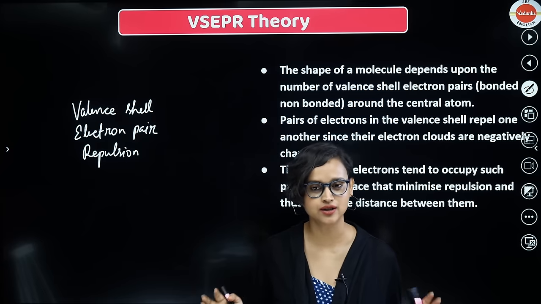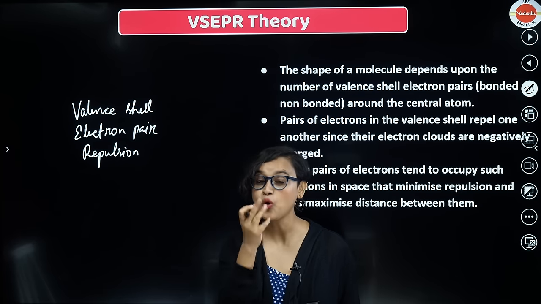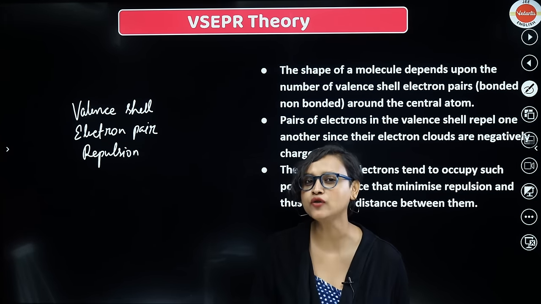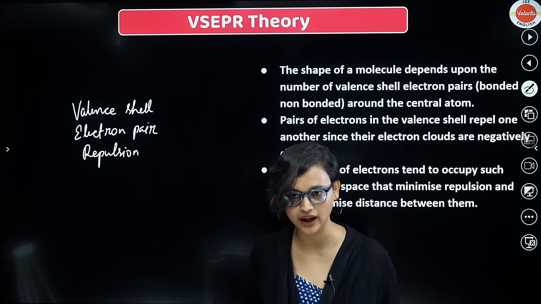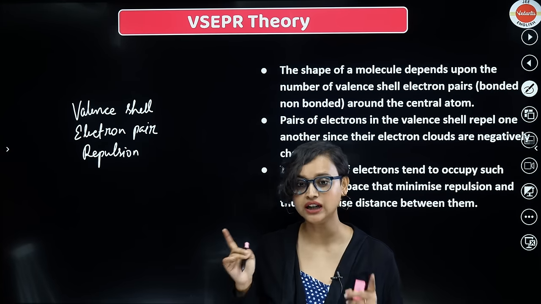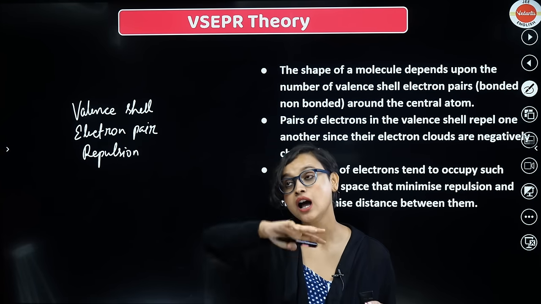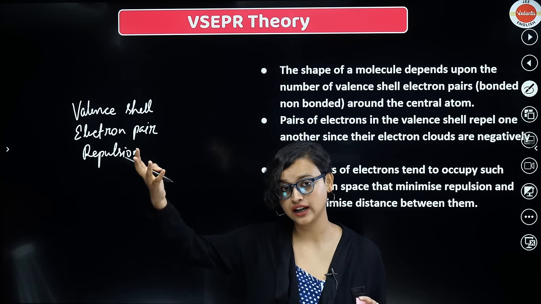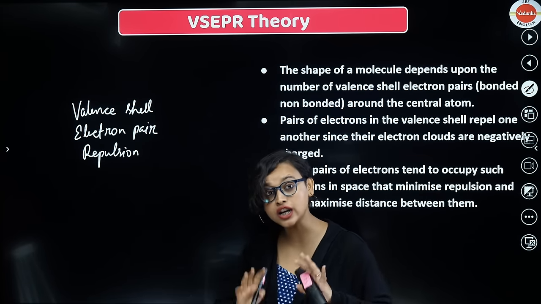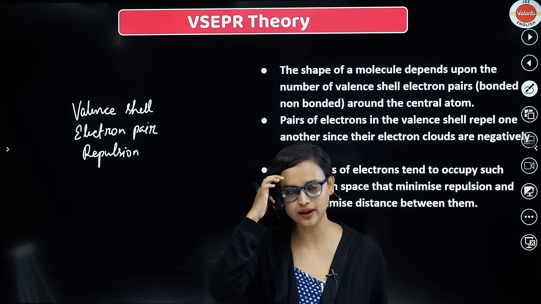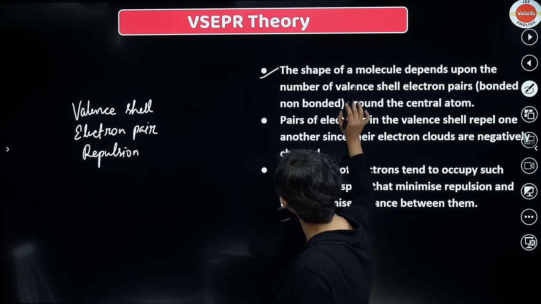Okay, all right, so we understood this. Now, Vesper theory says that the shape of a molecule will actually depend upon the number of valence shell electron pairs, bonded and or non-bonded, around the central atom. So, if you have an atom, how many valence shell electrons are there? Are they bonded? Are they non-bonded? Based on that, you can find out your molecule shape. Okay, understanding this much, this is your first point. What is the first point? The shape of the molecule.